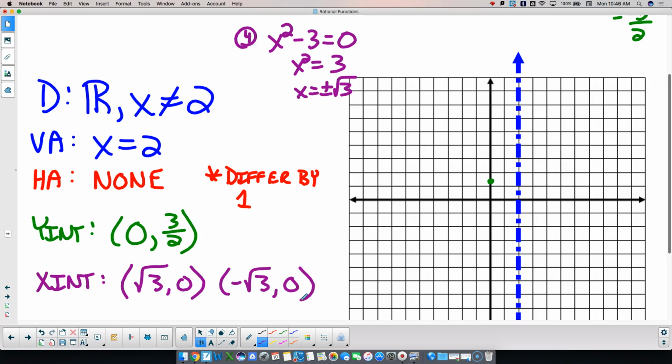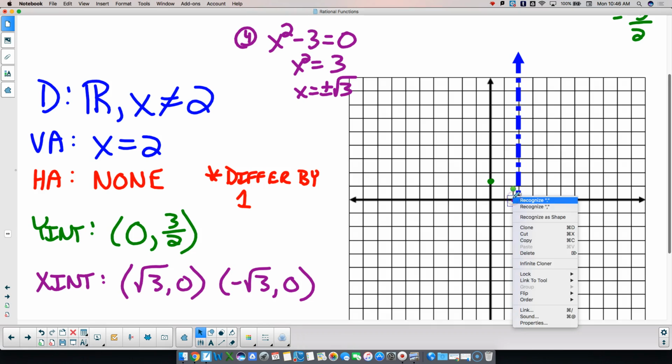What is the square root of 3? You don't need a calculator for it. Use your brain. What's the square root of 4? 2. So what's the square root of 3? Less than 2, right? But bigger than 1. So I'd probably go somewhere in that 1.5 to 1.7 range.